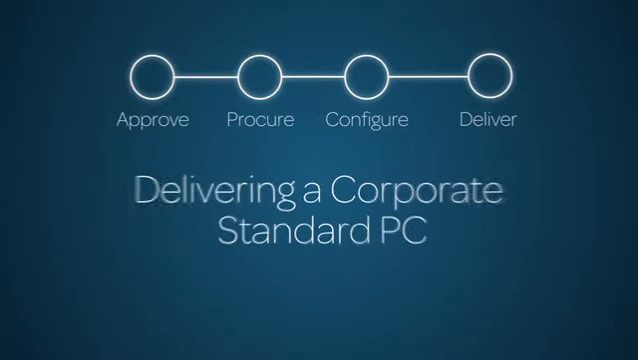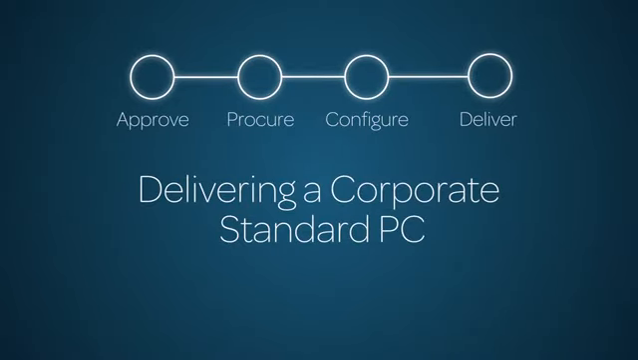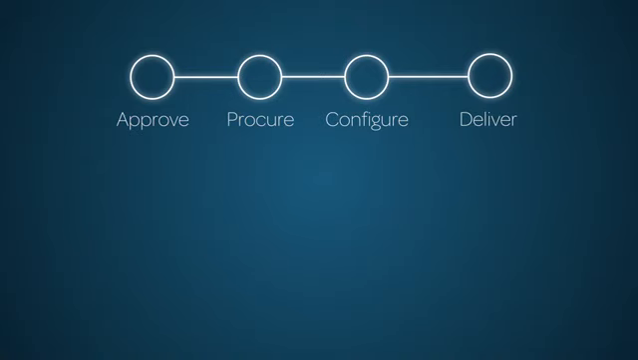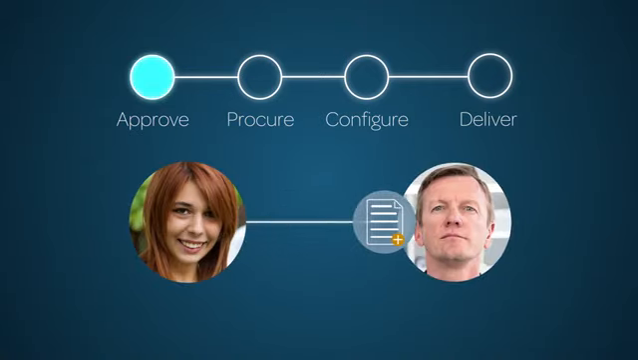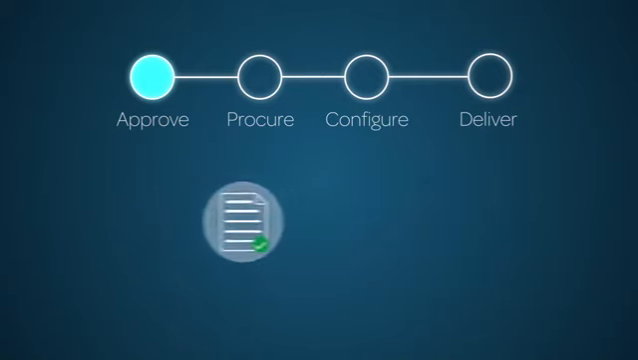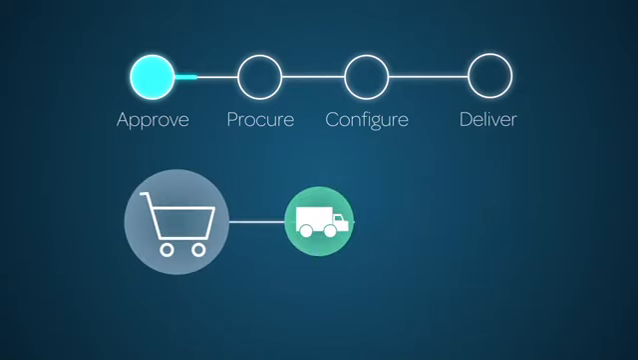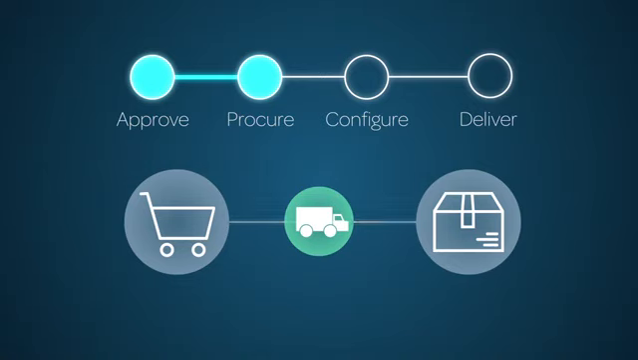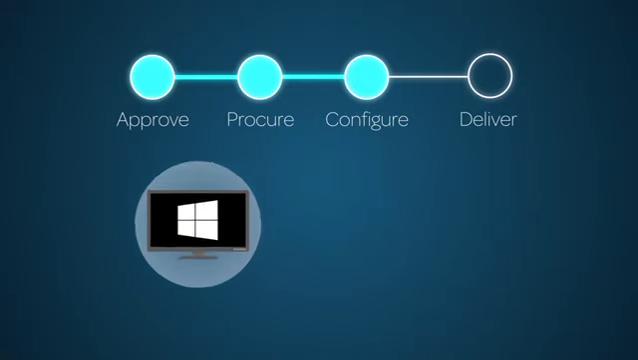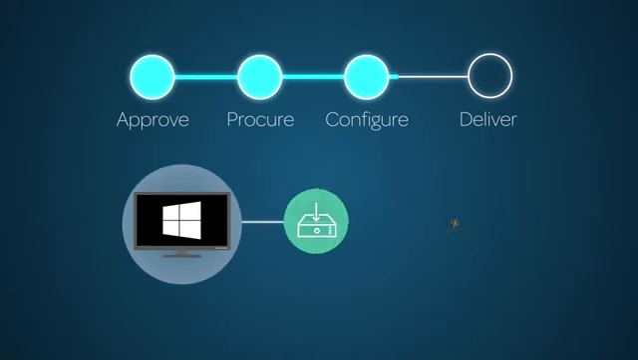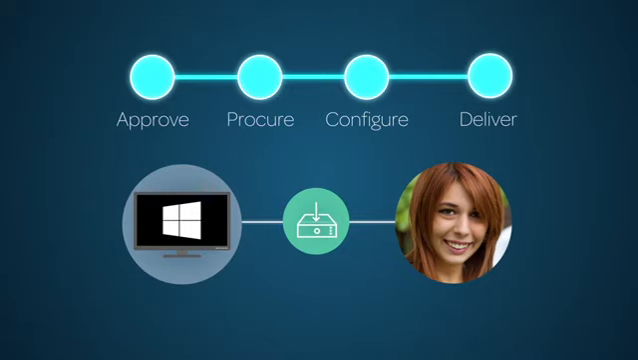Here's an example of an execution plan for delivering a corporate standard PC. First, a user submits a new request in the Service Catalog and a manager approves it. Second, the procurement department obtains the computer from a supplier. Next, the IT software team configures the standard software on the computer. And finally, the IT hardware team installs the computer at the employee's desk.